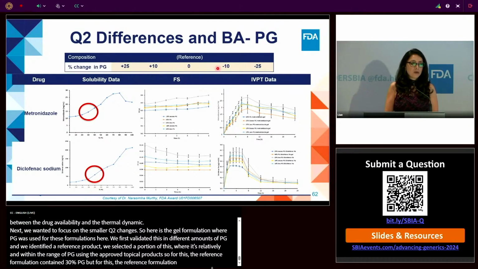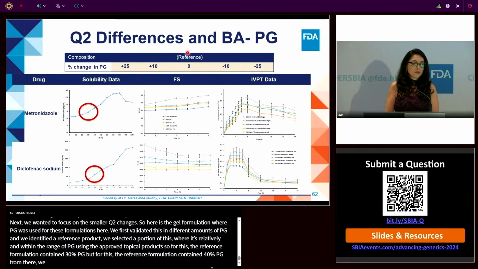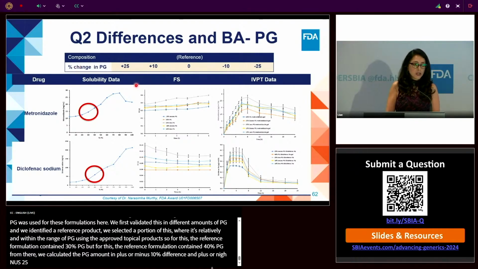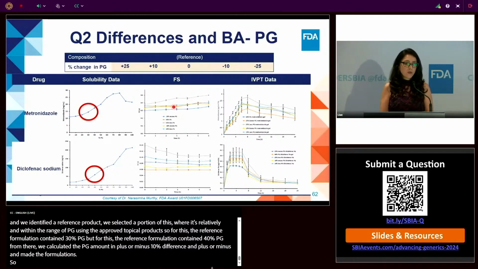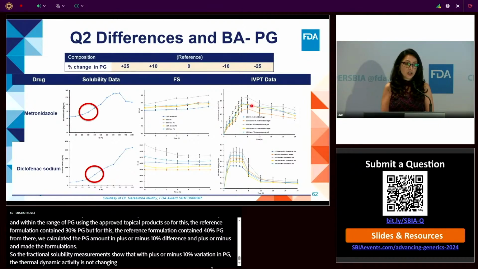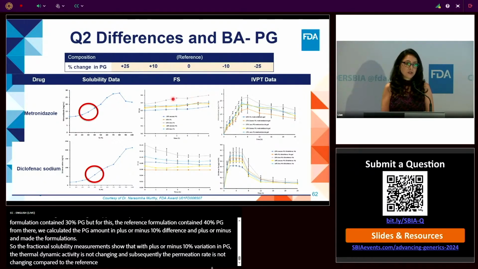And then from there, we calculated the PG amount in plus minus 10% difference and plus minus 25% difference in PG, and made those formulations with metronidazole and diclofenac. So the fractional solubility measurements showed that with plus minus 10% variation in PG, the thermodynamic activity is not changing, and subsequently the permeation rate is not changing compared to the reference formulation. But with plus minus 25% difference, the fractional solubility has changed, and the flux profiles also are distinguished from the one for the reference formulation.